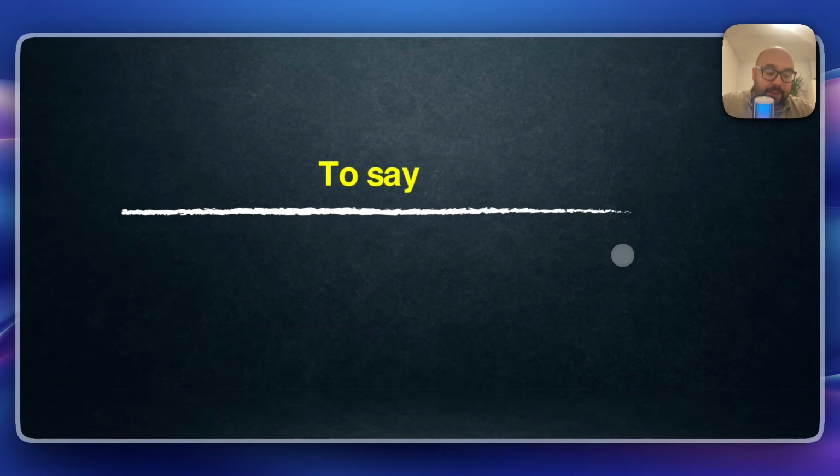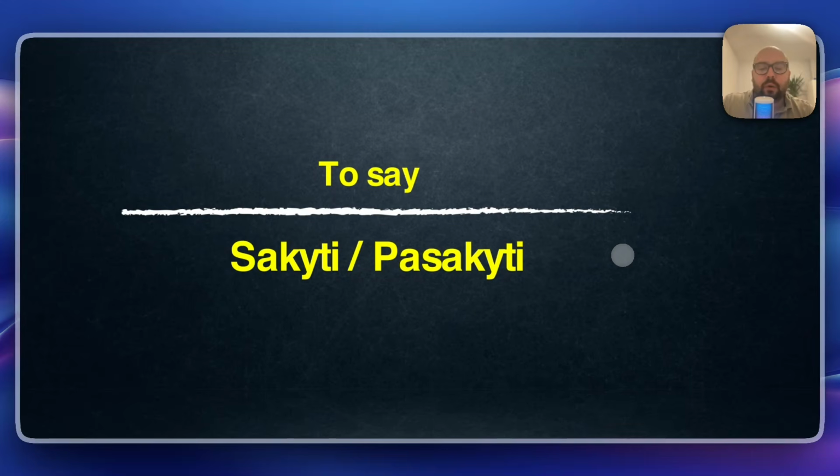Now, to say is sakyti, or pasakyti if we want to add completion. So already you can see that in 2 lessons, we didn't have prefix pa as the main prefix in either of those lessons, but it has come up already 4, 5 or 6 times. So to say, sakyti, pasakyti.